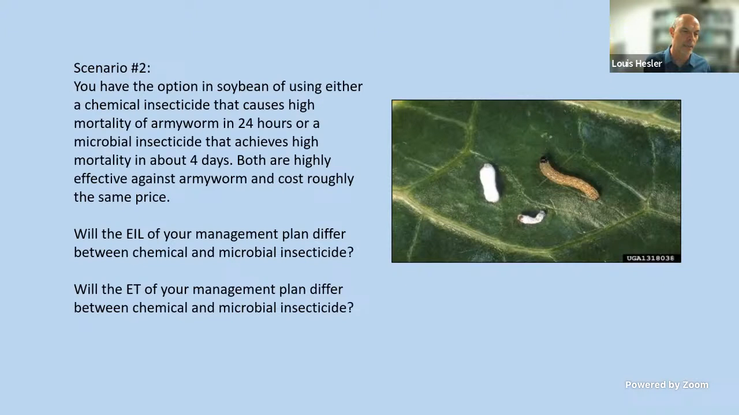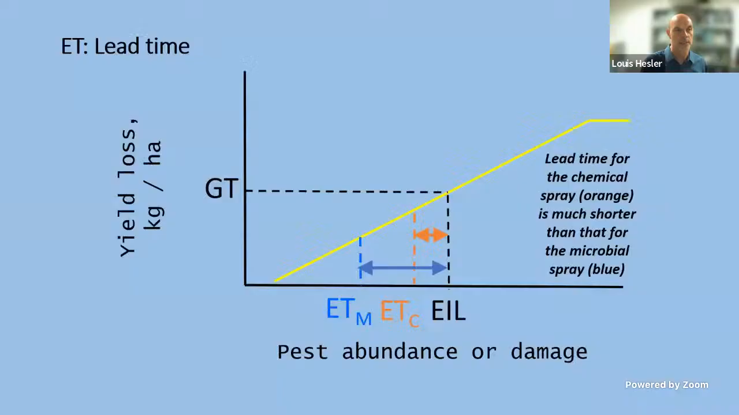How about the economic threshold of your management plan? Will that differ between chemical and microbial insecticides? And the answer to that is yes. And that's because you need a little more lead time. The lead time for the chemical spray, shown here in this graph in orange, is much shorter than that for the microbial spray. So you don't need as much lead time for the chemical, whereas you need about 3 or 4 days or more for the microbial insecticide to take effect against armyworm. So you'd want to give yourself more time for that microbial insecticide to work. So you're going to have a lower economic threshold for the microbial insecticide than you would for the chemical insecticide, as shown in this graph.